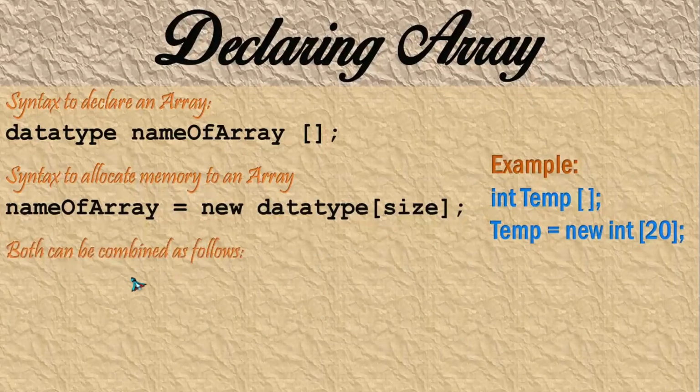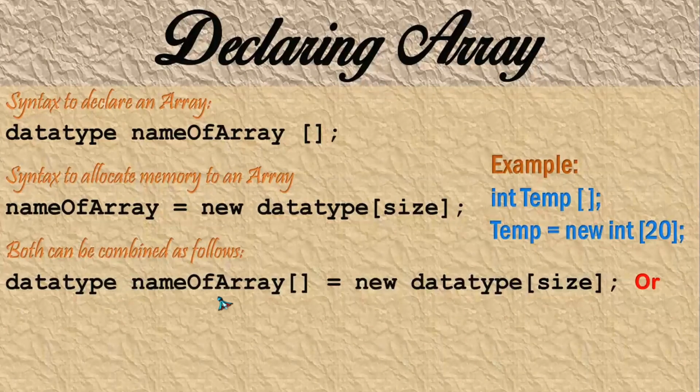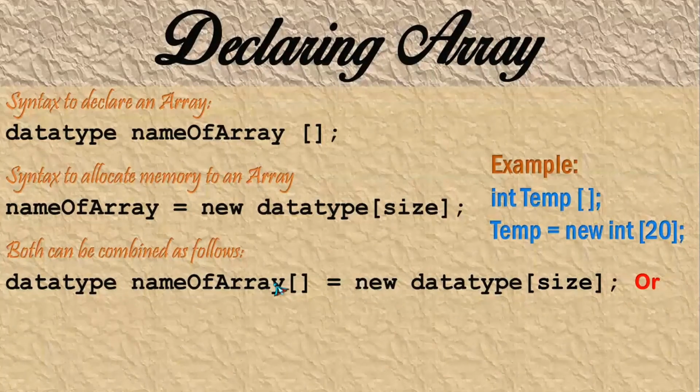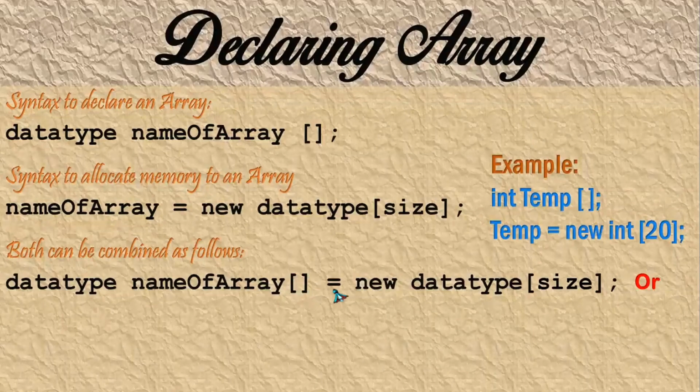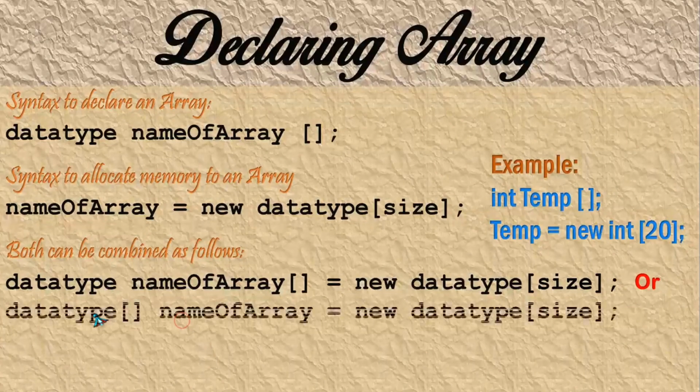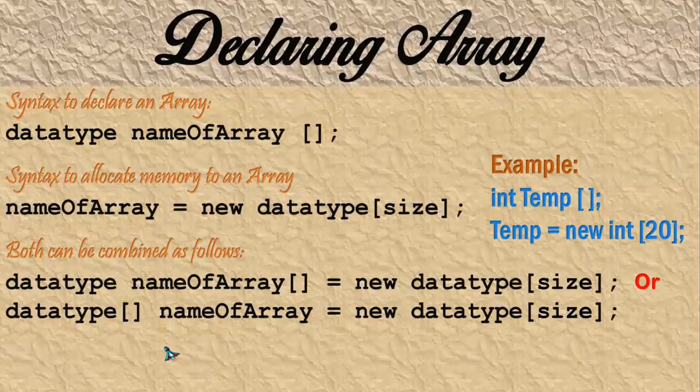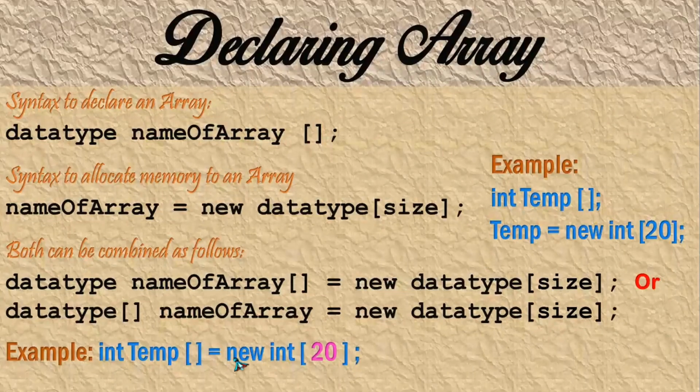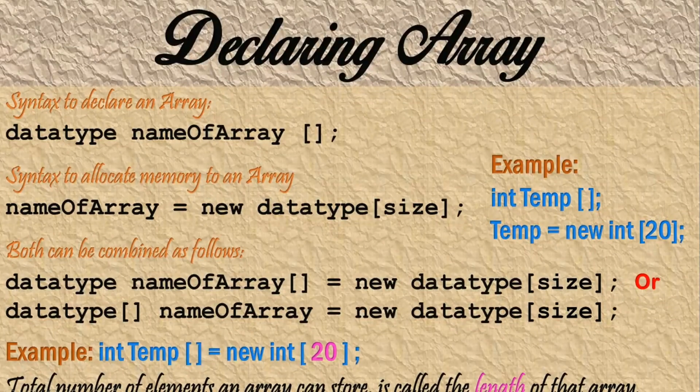These two steps can be combined in a single statement like this. That is data type, space, name of the array, then open the square bracket, close the square bracket, is equal to new data type, again the size. Or I also can have data type, the array symbol can be here, and then again array name equal to new data type of size. Whether the array symbol is here or here, that doesn't make any difference, both are right. So here in a single line I have int temp array symbol is equal to new int of 20. So the total number of elements an array can store is called the length of that array.